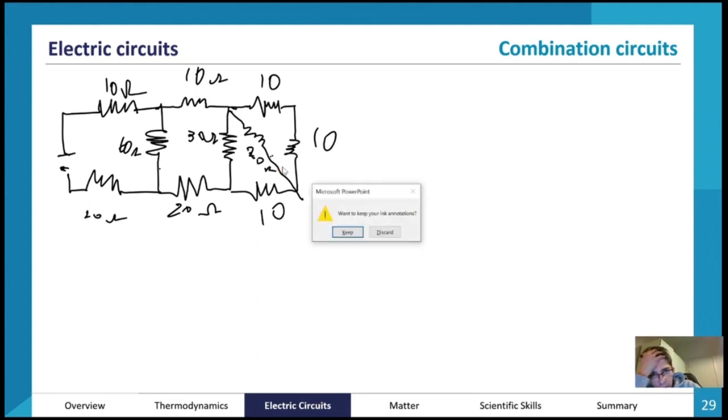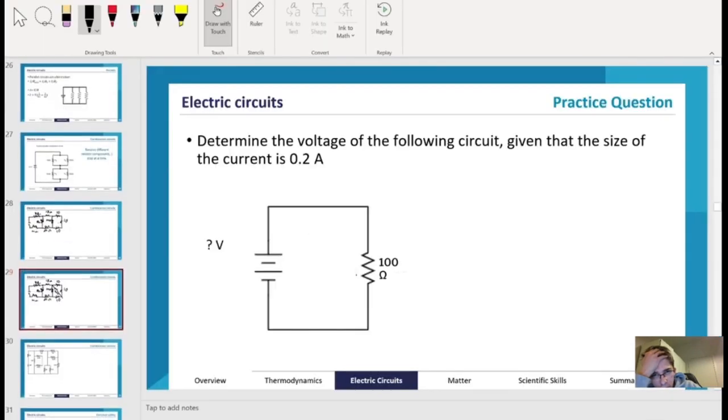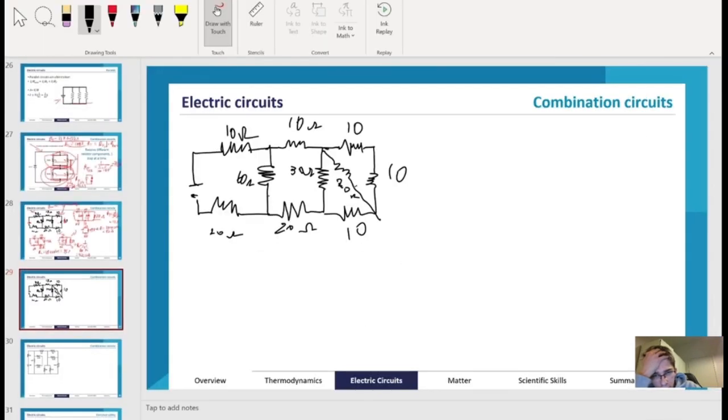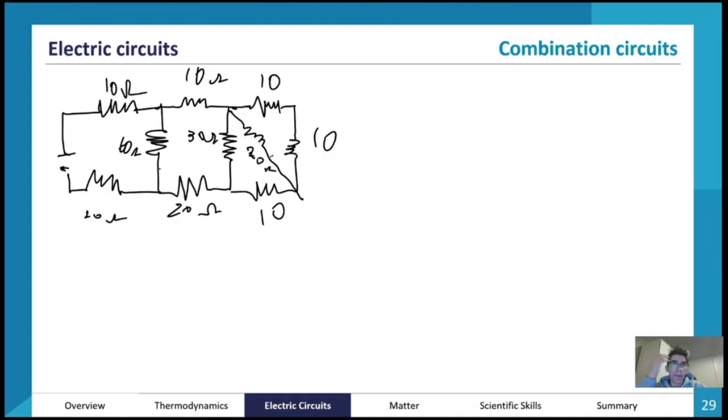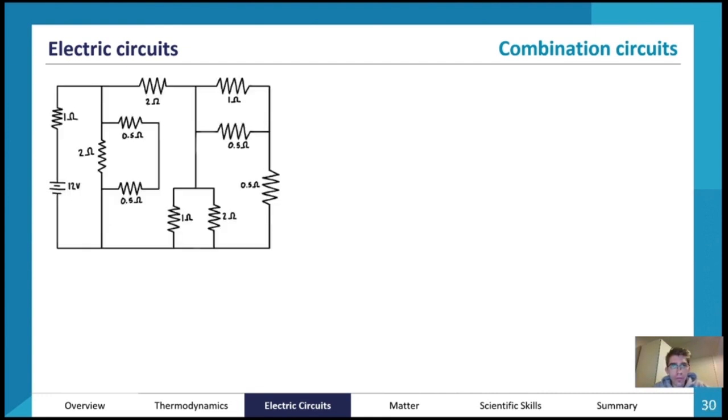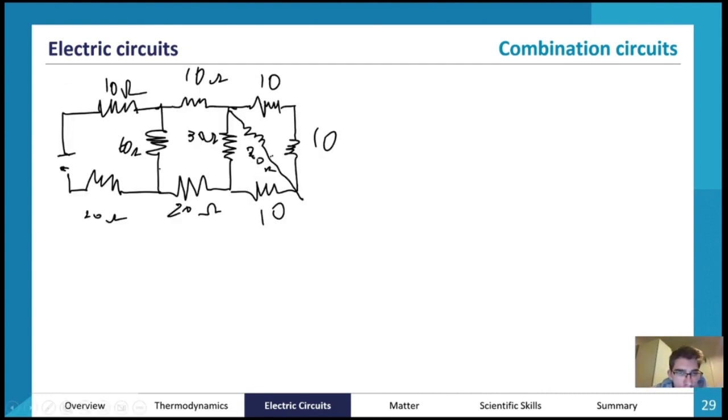Let's see how we're going. I think we're doing well on time, but we have 30 minutes to go. Enough time, because these two are so complicated.